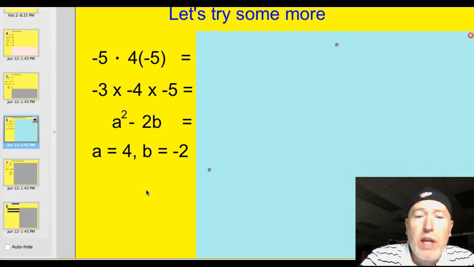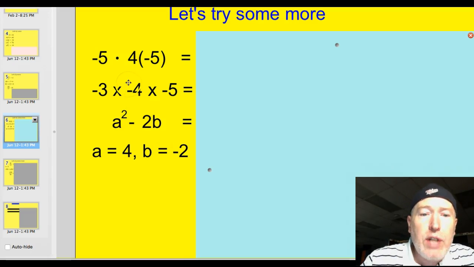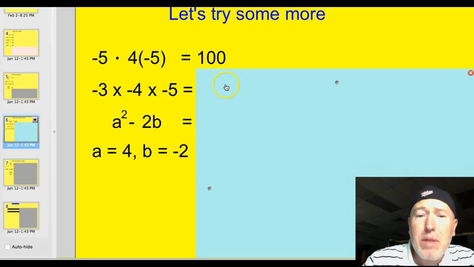Oh, I guess I'm going to try these. These are a little bit more complicated. So now we've got 5 times 4 times a negative 5. So this is really a negative 20. So now I have a negative times a negative. That's going to be a positive 100 because I do have those 2 negative symbols. The brackets didn't really impact it there. You just have to be careful when the brackets involve squared numbers.